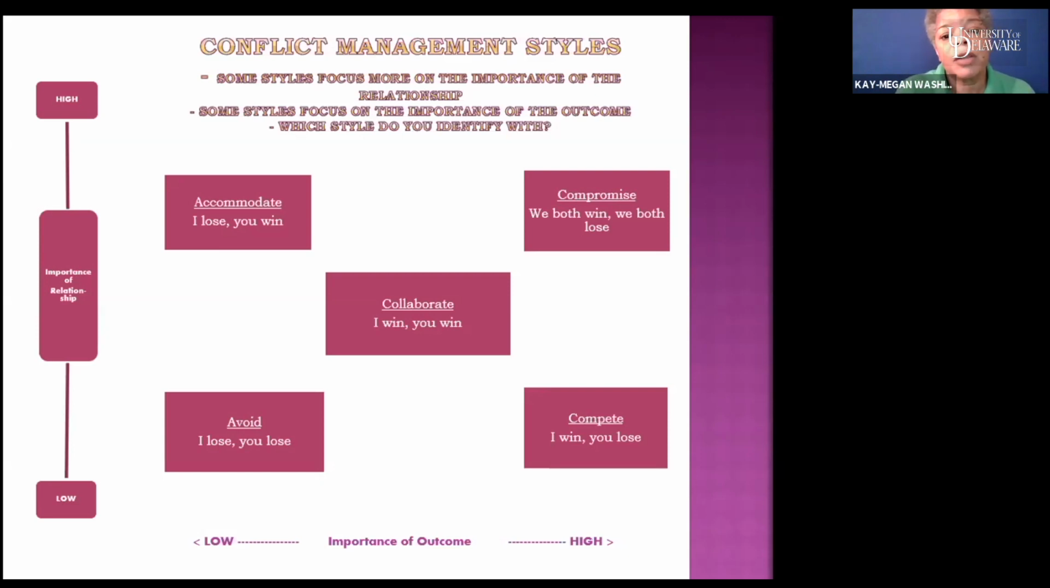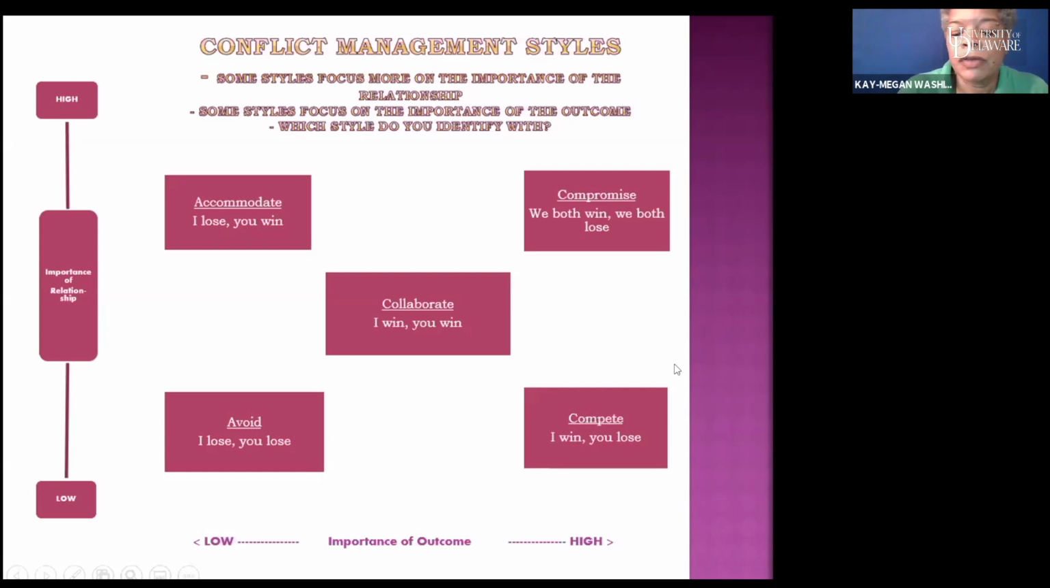And then here in the middle, we have collaborating. This is what we do in mediation, which is we work together to come up with solutions that are mutually beneficial for everybody.